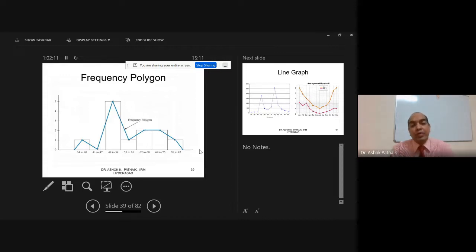Same histograms, when you add the middle points with straight lines, they become the polygon, frequency polygon we call them. And if you use the free hand, then they are called as frequency curve. If you use a free hand to draw these points, then that is called as frequency curve. But if you draw a straight line with these center points of this frequency points, then it is called as a frequency polygon. So this is also used by many of the researchers to show their analysis.